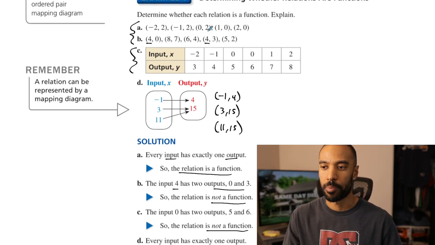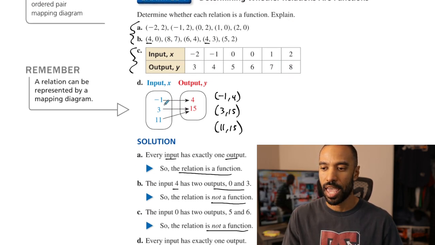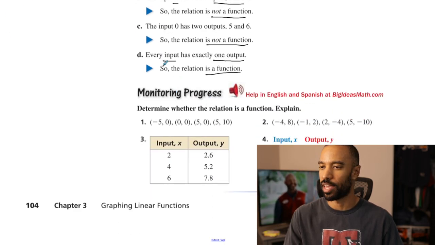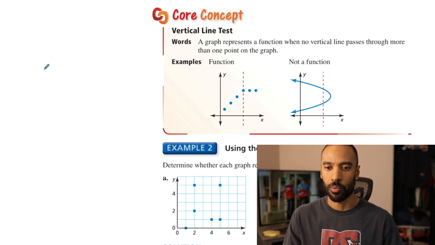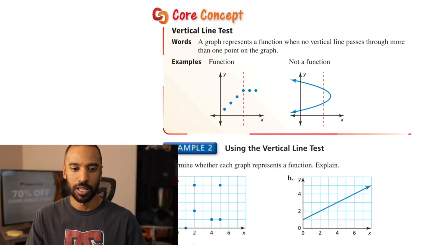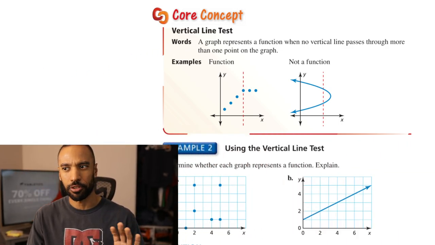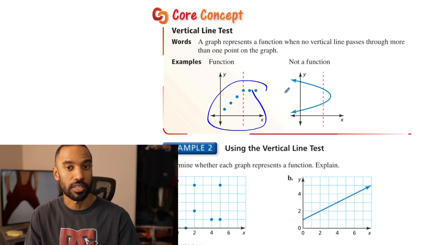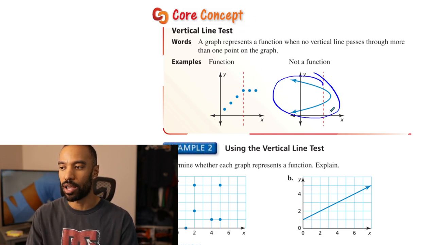Okay, so we saw three representations here, ordered pairs, tables, and mapping diagrams. Let's see, this is monitoring progress. I'll move forward on that. Let's look at graphs now. Let's go with what's called the vertical line test. Now we're not doing graphs. They're gonna give us graphs and talk about, this is a relation, it's a set of points, right? And this is a relation as well.